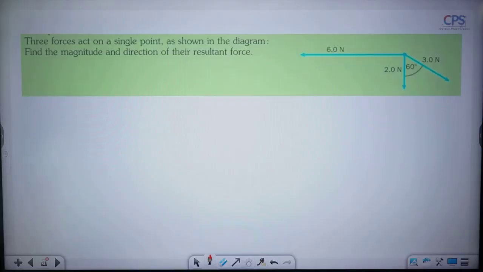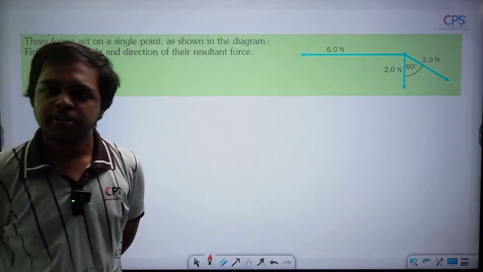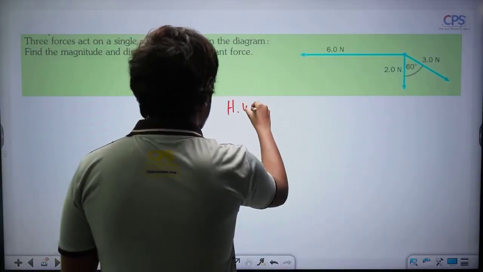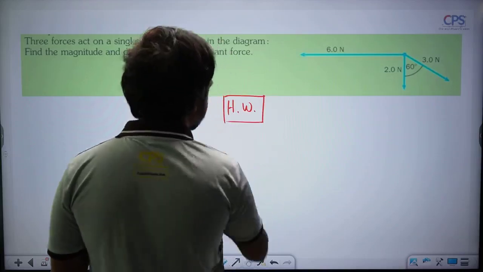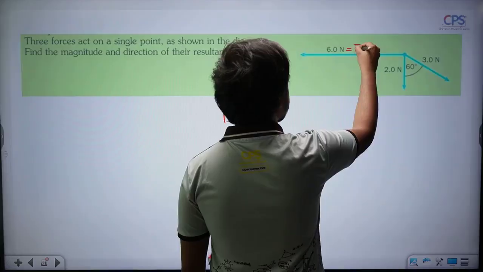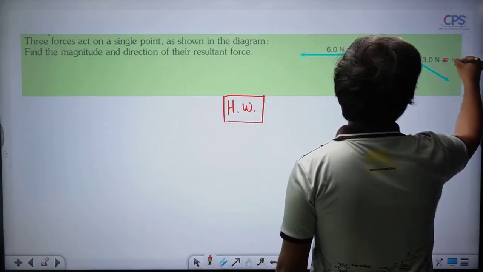Three forces act on a single point as shown in the diagram. Find the magnitude and direction of the resultant forces. Okay, so it will be a homework for you. I'll just guide you. The values are given, okay? So let's say this is F1, this is F2, this is F3, okay?